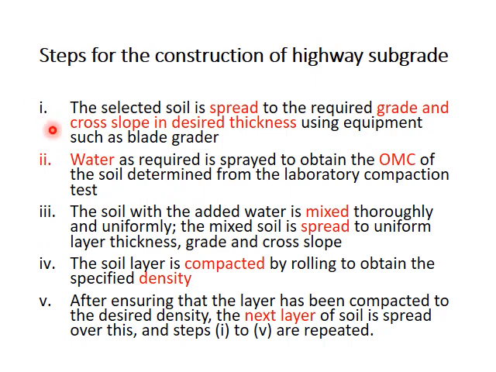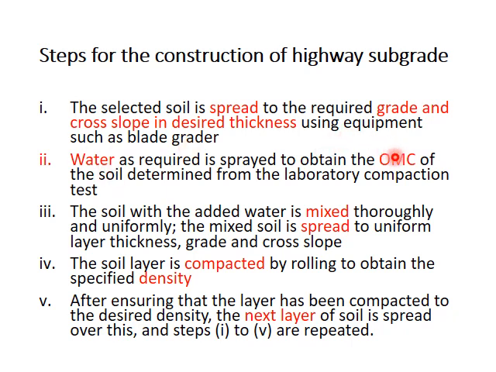First is the steps for construction of highway subgrade. So subgrade is made up of soil. The soil has to be spread to the required grade, that is level, and cross slope, which is the camber, in the desired thickness using equipment such as a grader, which is the equipment used to spread soil on the site.